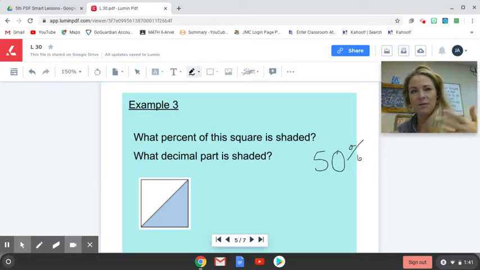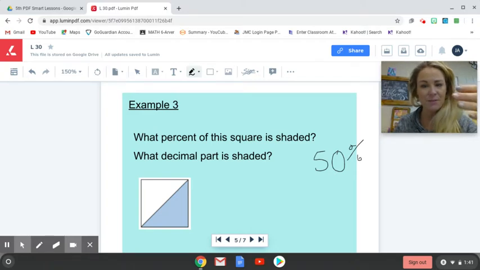And that's because anytime with percents, that didn't turn out very well, but work with me. Anytime we're talking about percents, we're talking about something out of 100. 50 is half of 100. So that's where that 50% comes from.